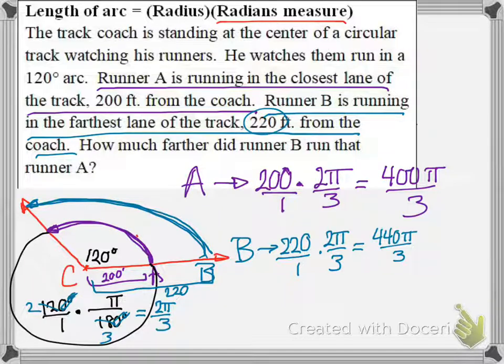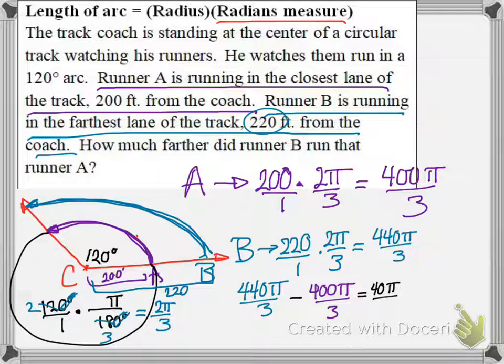If somebody said, hey, how far did you run? That doesn't make a lot of sense, does it? Oh, 400 pi over 3, what are we measuring in? Feet. That doesn't make a lot of sense. But we can work with it. We need to know how much further. We need the big one minus the small one. So we really need our 440 pi over 3, and we need to subtract our 400 pi over 3. And seriously, it's easier to do this in this form and get an accurate answer and then round off. 440 pi over 3 minus 400 pi over 3 gives me 40 pi over 3.